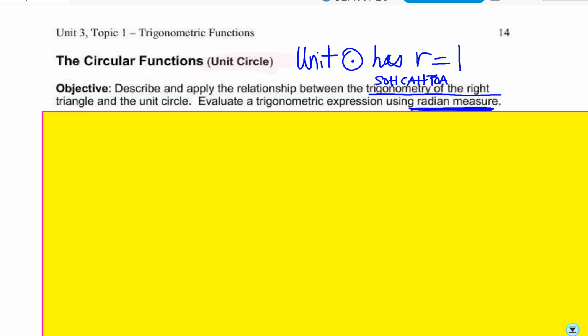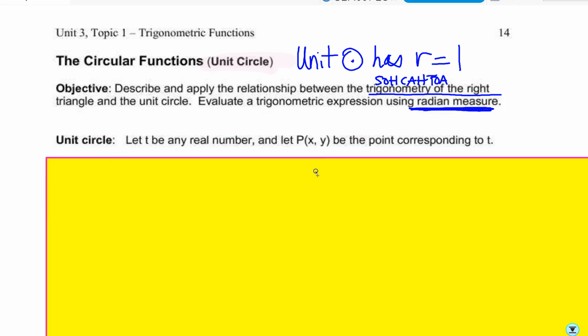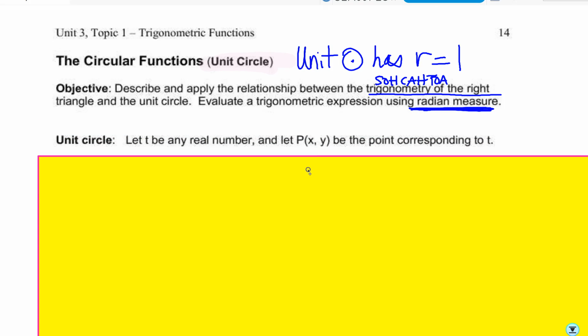So when they talk about the relationship between the trigonometry of the right triangle and the unit circle, they are talking about rotating our special right triangles around our unit circle. And remember that mostly when we're using that unit circle, we are going to be doing everything in radians. We've got to get used to angle measurements using pi. So we've done this before.